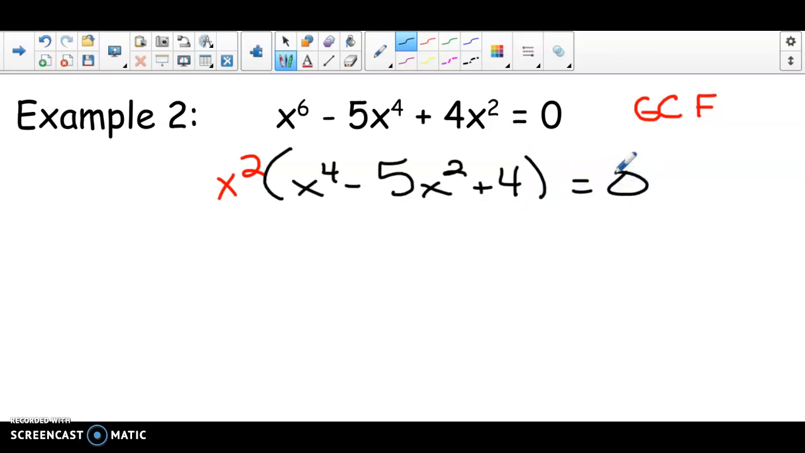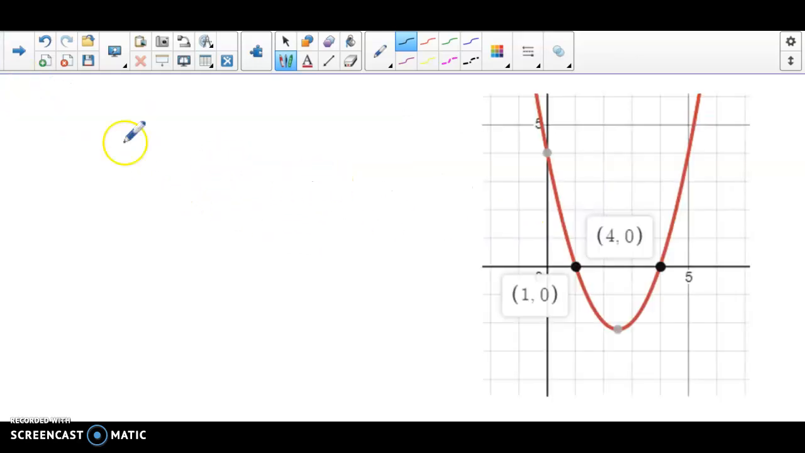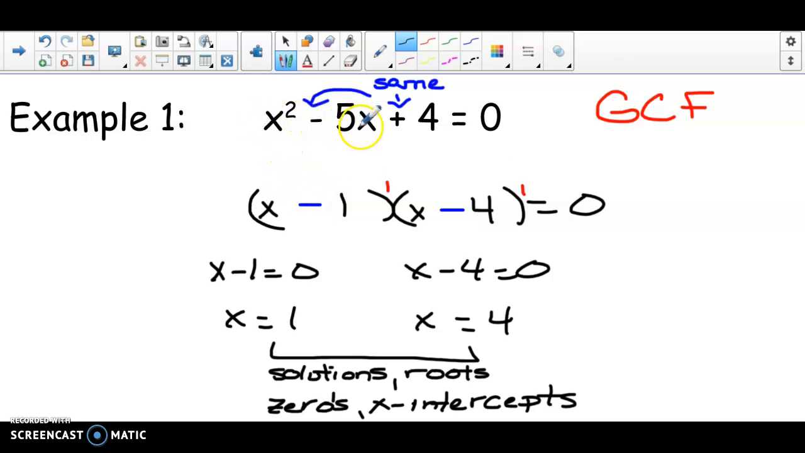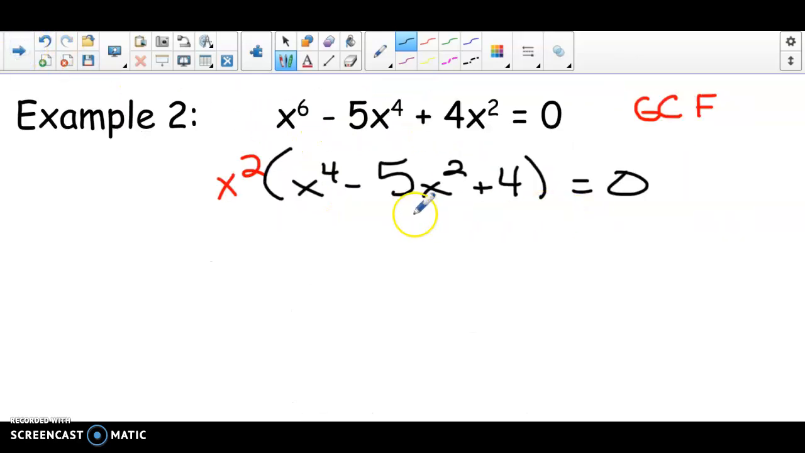Now, if you think about this one before, or like what we had in the previous problem, that's not going to be too much different when we look at exactly what we have as far as the numbers that we have to find in order to factor this. So when we're looking at this, before, if you notice, I had x squared minus 5x plus 4. And this time I have x to the 4th minus 5x plus 4.